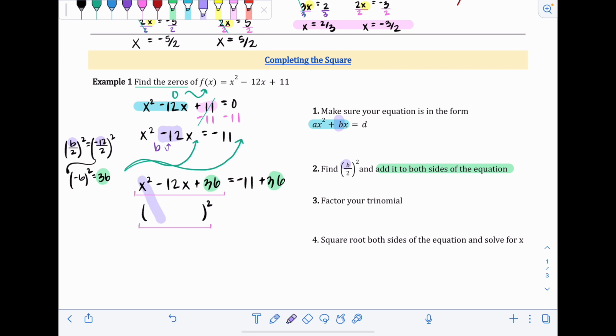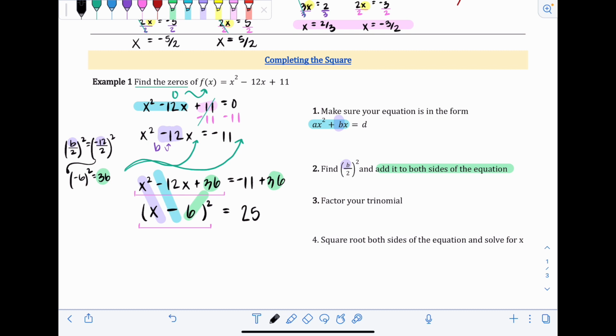So the pattern is you take the square root of the first term, so the square root of x squared is just x, and then you take the sign from the middle term, only the sign, so since that's a minus, we do a minus, and then we take the square root of the third term, so the square root of 36 would be 6, because 6 times 6 equals 36. And then equals negative 11 plus 36, we can add those two together to get 25. And now we're done with step 3.